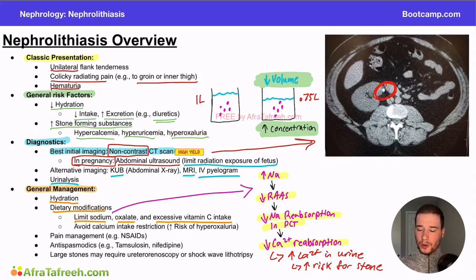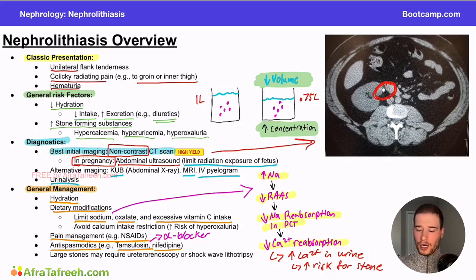General management is also going to include things like pain management. So just dealing with the symptoms using medications like NSAIDs could be helpful. You can also consider using a couple different antispasmodics such as tamsulosin or nifedipine. And remember, tamsulosin is an alpha blocker, which can actually relieve some of the spasms in the ureter. Remember, stimulating the alpha-1 receptor causes constriction, and so if we're blocking that stimulation, we can actually get some relaxation, which can improve the patient's pain or symptoms. It's a similar principle for nifedipine, which is a calcium channel blocker, which can also cause some vasodilation or relaxation of some of our urinary structures.